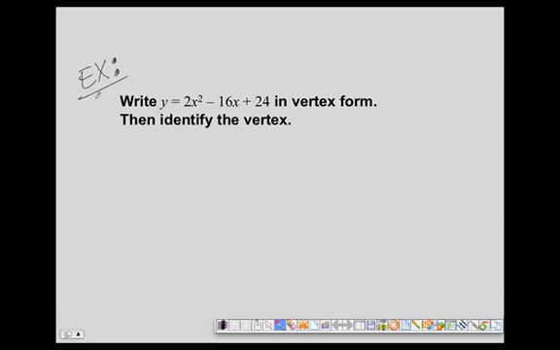Okay, here we go. Put this in vertex form. Once again, vertex form. What's different about this one? It has an A not equal to 1. Now, pay attention to this one very closely. This will be the hardest one in this section, maybe the chapter. If it's not, it's close to it.